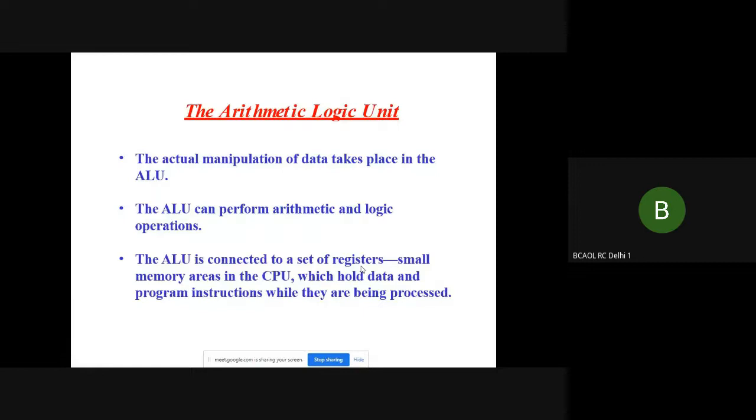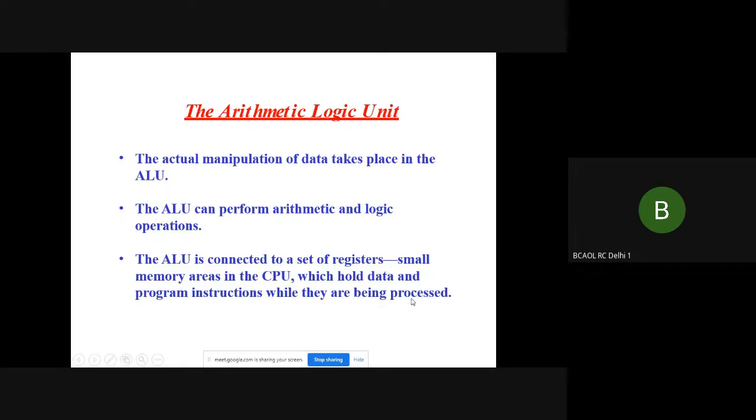They are the fastest memory because they are part of the CPU. Yes, ma'am. So whatever is calculated is kept in some registers of memory. So that is your register. So the ALU is connected to a set of registers, small memory areas in the CPU, which hold data and program instructions while they are being processed.